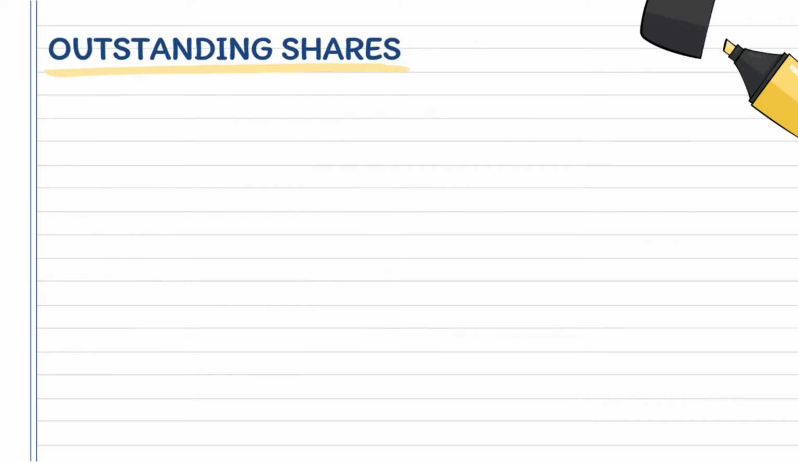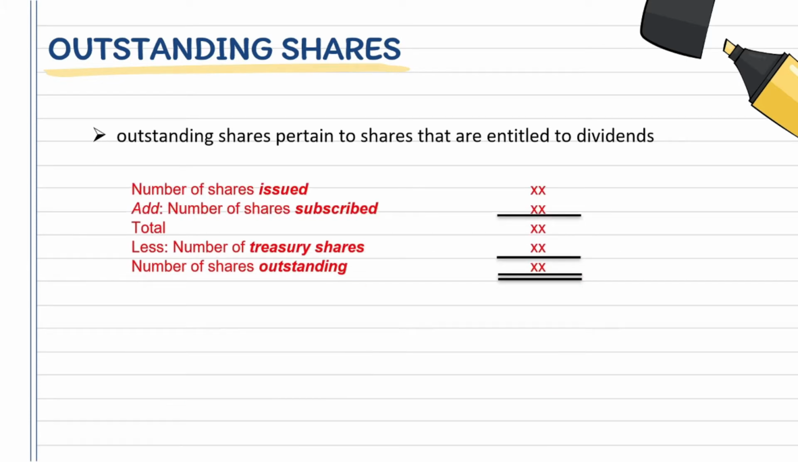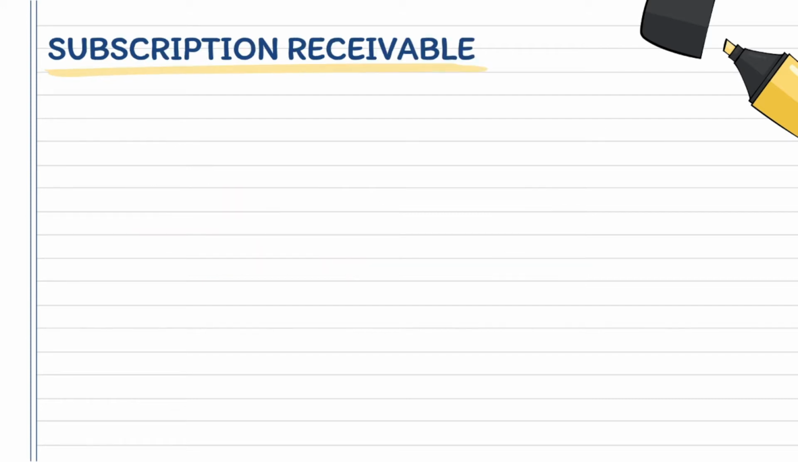Next is outstanding shares. So outstanding shares pertain to shares that are entitled to dividends. In computing the number of outstanding shares, we simply get the sum of the number of shares issued and the number of shares subscribed. Then we deduct the number of treasury shares from the total, and we will get the number of shares outstanding. So what is subscription receivable?